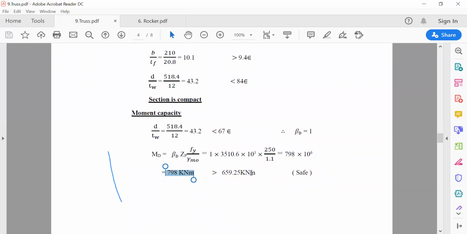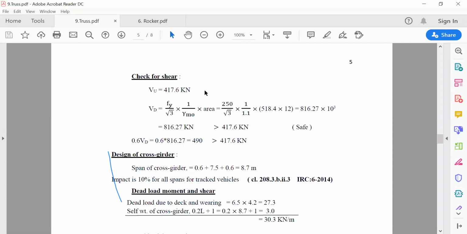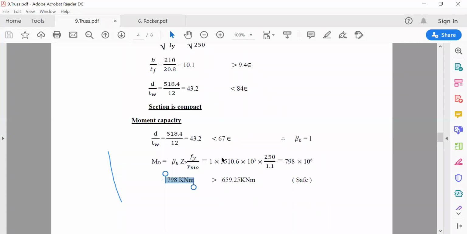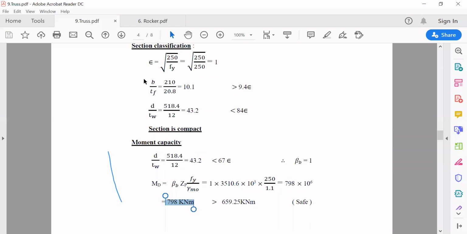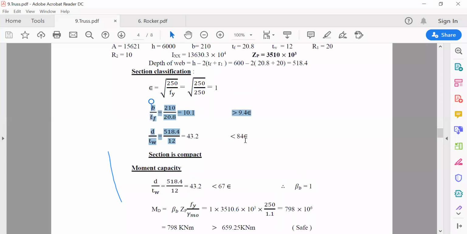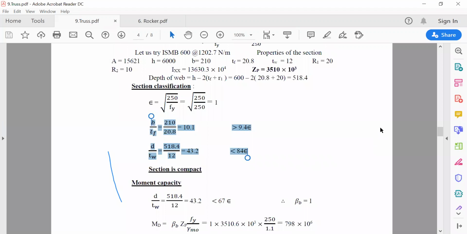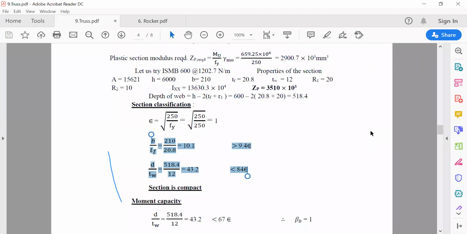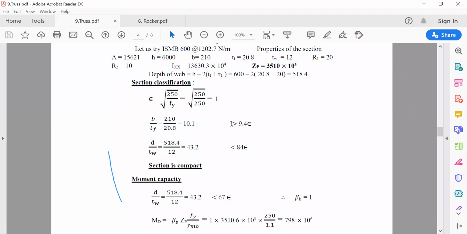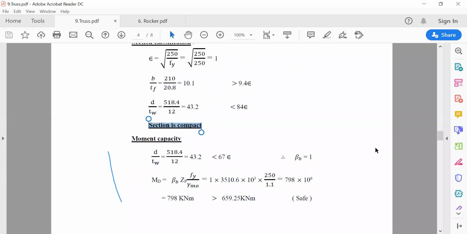So now you have to check for shear. In moment it is safe. I would recommend that you do check these parts. Don't just simply try to memorize it. Do check it, match it with your IS 800 and try to find out the section classification yourself. Then you go for shear.